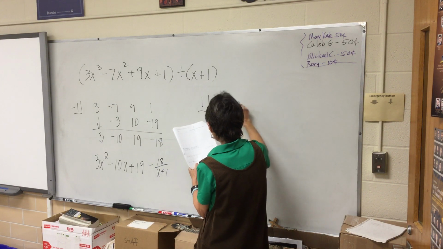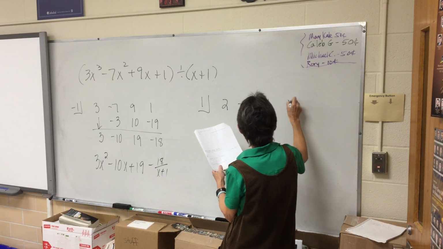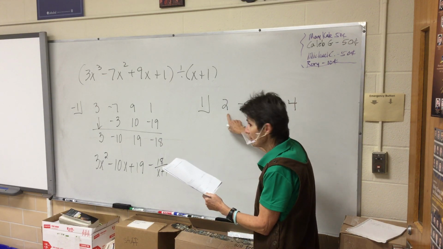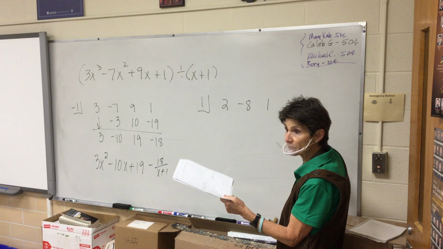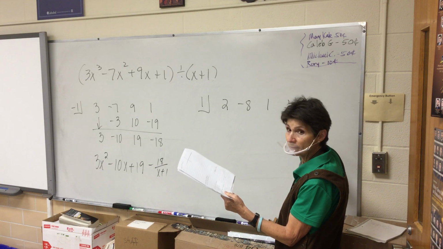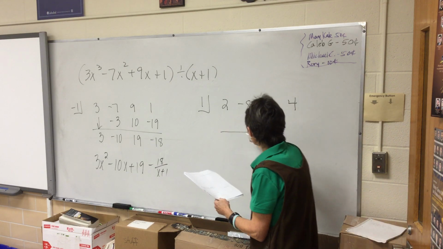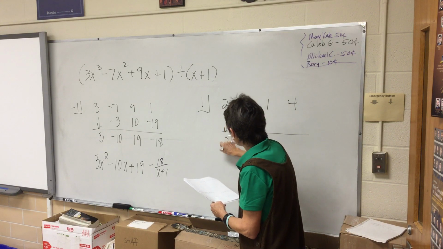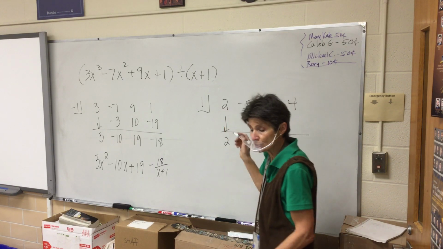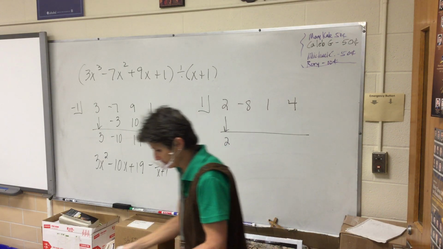And then we have 2, -8, 1, and 4. Is anything missing? Do I have all my powers up here for this one? Yeah. 3, 2, 1? Yeah. So no zeros necessary. 2 comes straight down. All right, go ahead. Do the division. See what you come up with.